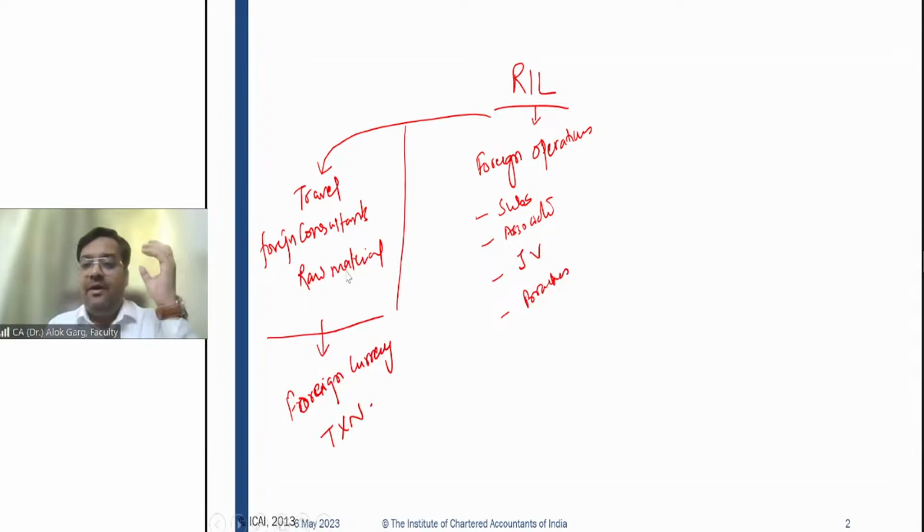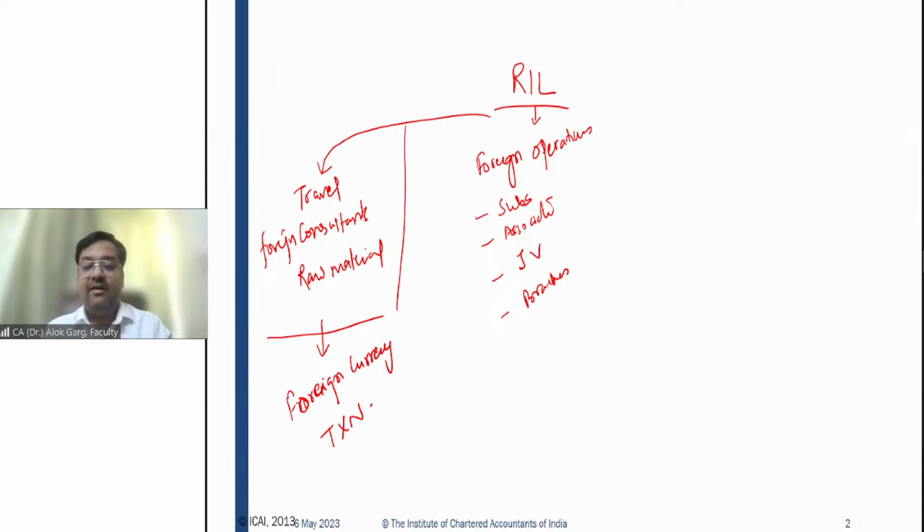They have a subsidiary in Singapore. They have an associate in Japan. They have a joint venture in USA. They have branches in South Africa. They have branches in the Middle East, right? They have branches in Japan. So they have foreign operations, either in the form of subsidiary, associate, joint venture, or branches.